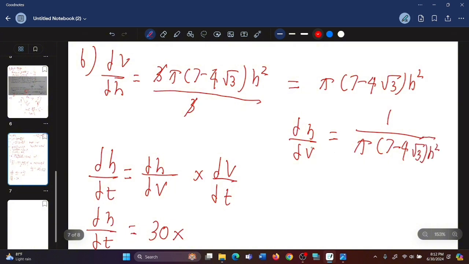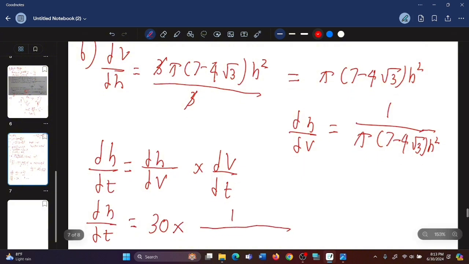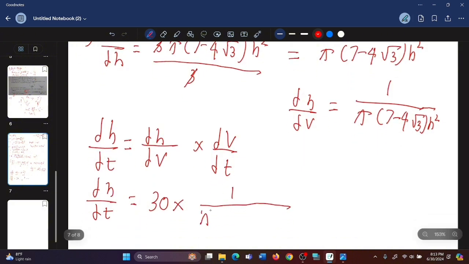Now we are told to find the rate of change of height at h equals 5. So we need to find dh by dV at h equals 5. Let's put it in the formula. Pi, sorry, pi (7 minus 4 root 3), and instead of h I put 5. Now if we put the entire thing into the calculator, we will find dh by dt.